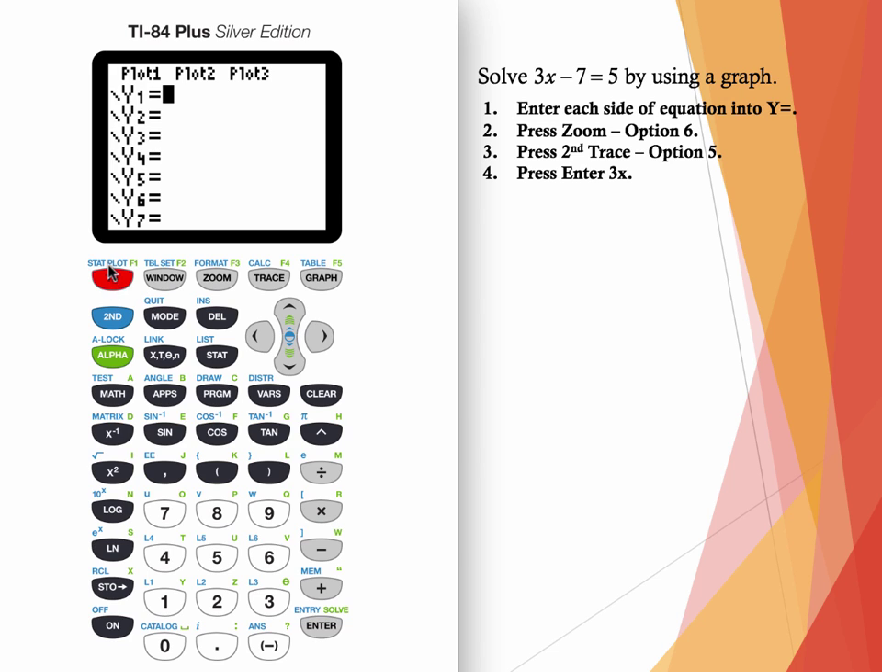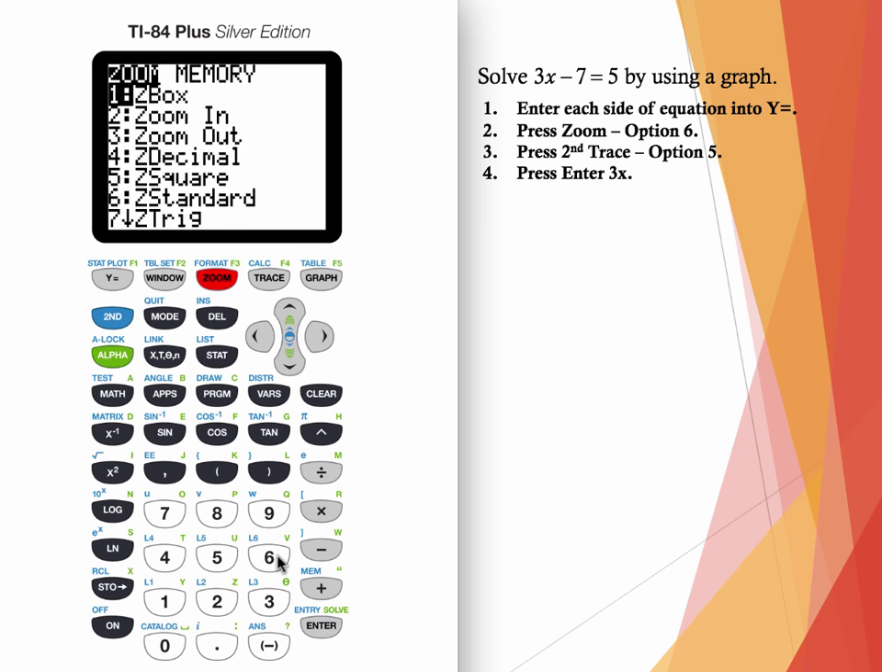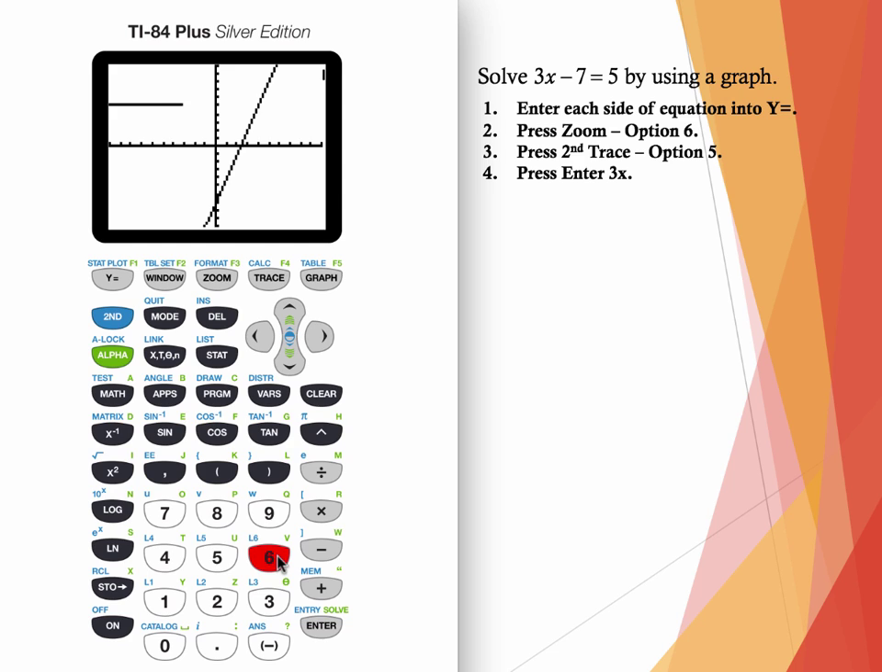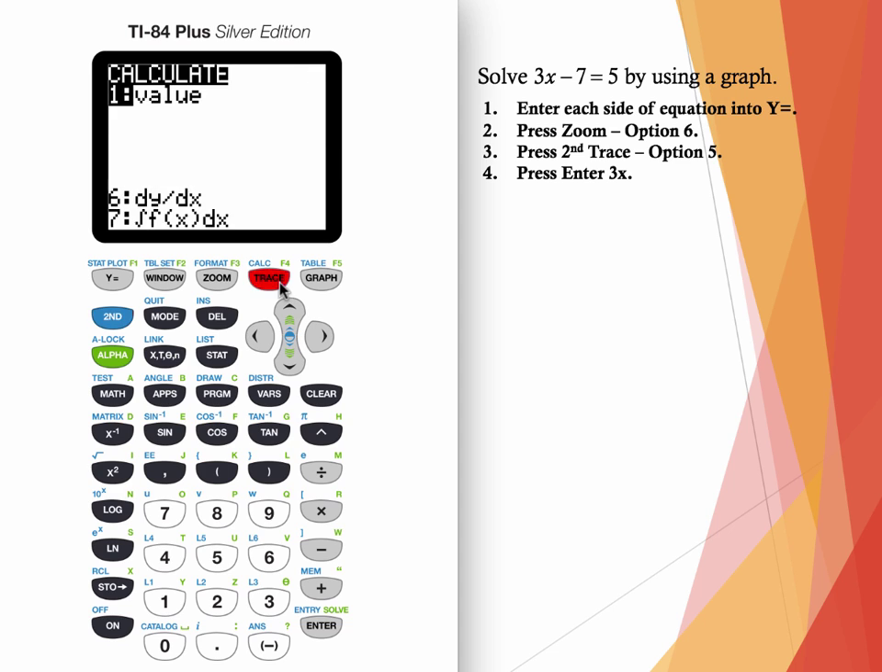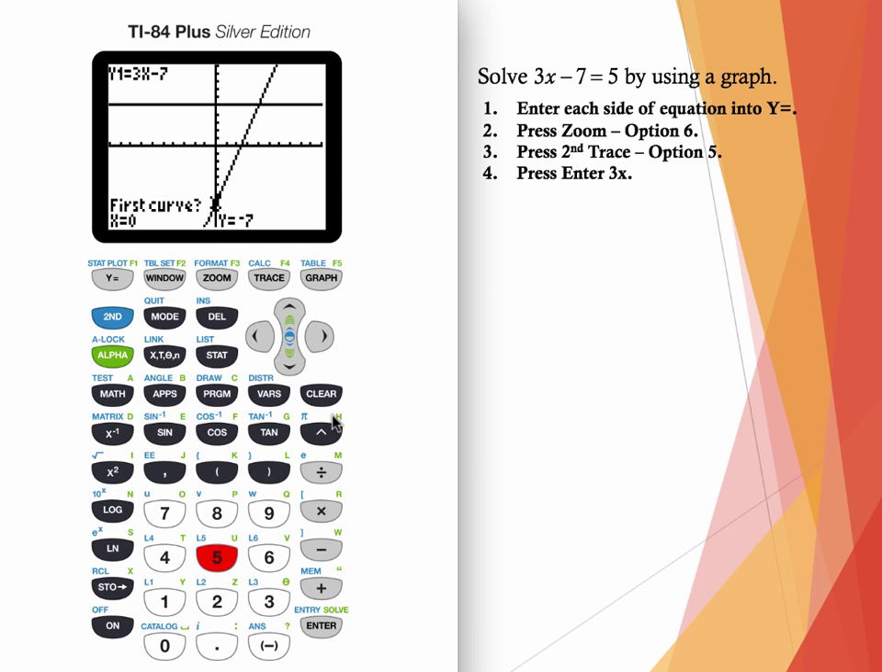So here I am in y equals. I have 3x minus 7, that's my left-hand side, so that's going to go into y1. The right-hand side is going to go into y2. Zoom 6 so that we can see our standard 10 by 10 graph. Since we see an intersection, there's no need to adjust the graph because all we really need is to see that intersection. Second trace, option number 5.